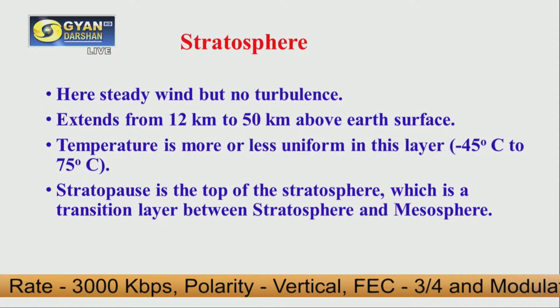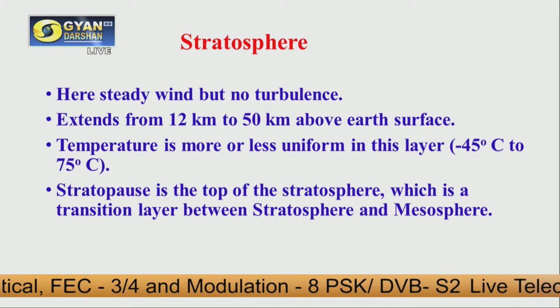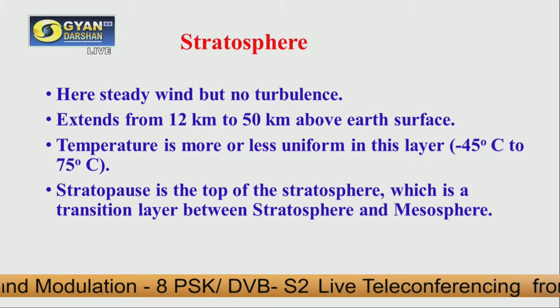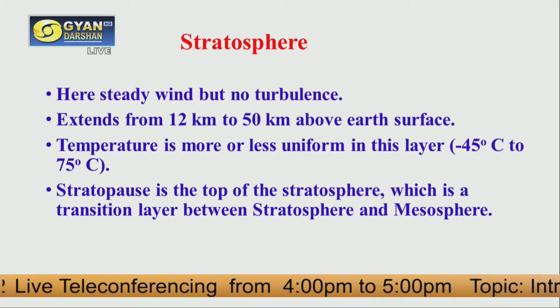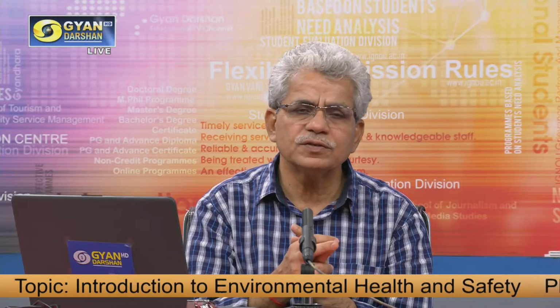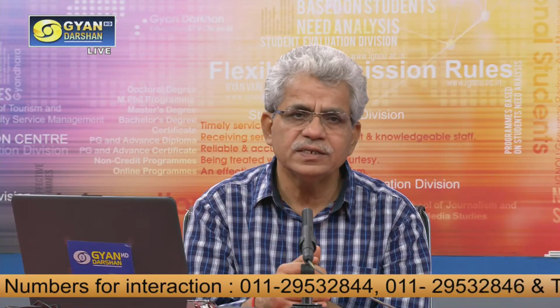Now let us talk about the stratosphere. In the stratosphere, the wind is steady and there is no turbulence, whereas in the troposphere there is turbulence, because you have seen sometimes it is a storm, sometimes it is very cool and calm. So there are turbulences, there are variations in the speed of the wind, and so many atmosphere-related phenomena occur in the troposphere. But in the stratosphere, the wind is steady and there is no turbulence in this layer.